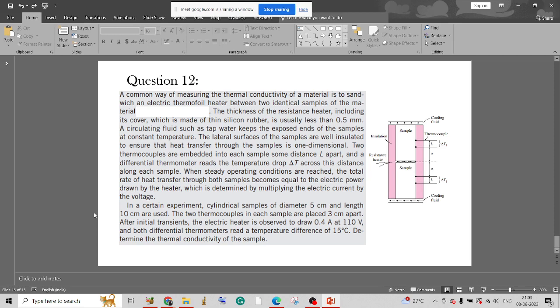So is the answer 195.55? Which answer? The final thermal conductivity? No, no. I think you have gone somewhere wrong. Just check once.